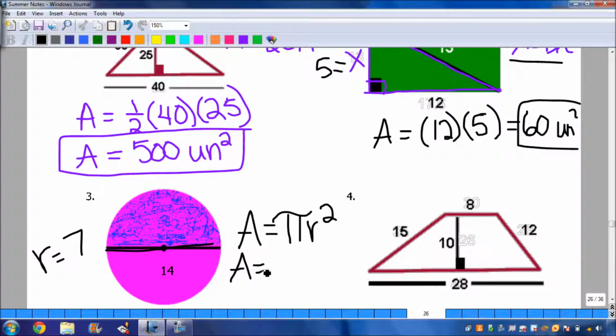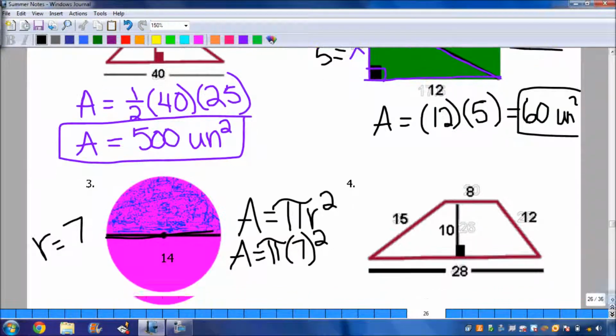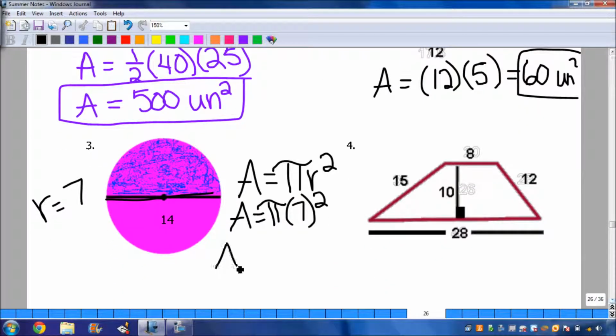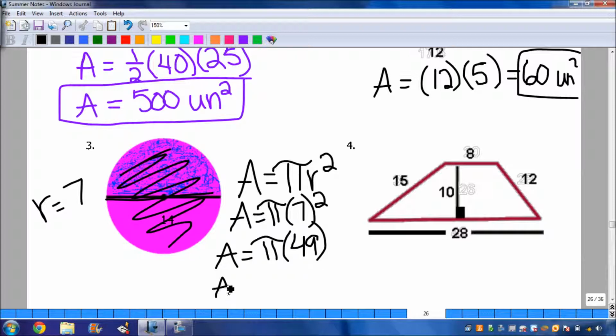So I'm going to say area equals pi times 7 squared. And then it doesn't say to round, so we've got to keep our answer exact. So I get pi times 49. So the area of this full circle right here would be 49 pi units squared.